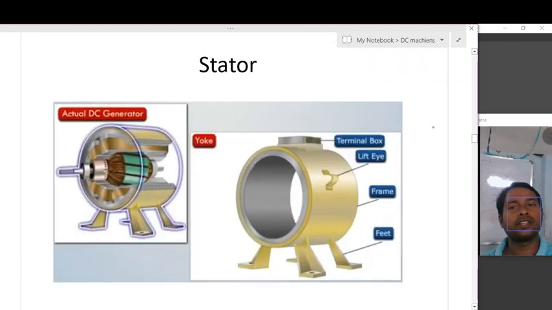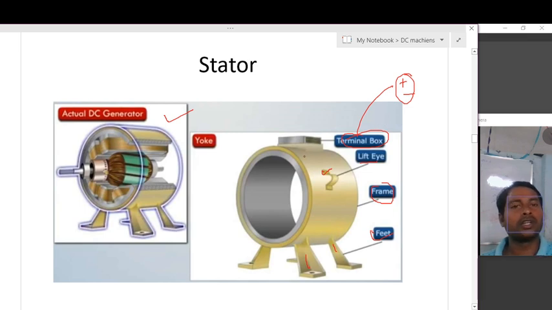First of all, the stator. The stator is nothing but the stationary part. In that, the first one is the yoke. This is the actual generator, and this outer part of the stator is called the yoke. The stator has different parts. These supporters are called feet, and the outer part is called the frame. This is the lifting hook, used when you want to change its location. And this is the terminal box, where the positive and negative supply is provided.